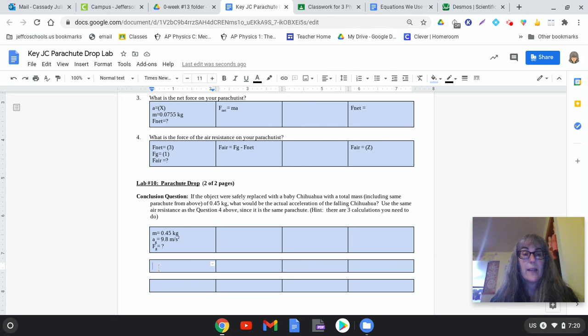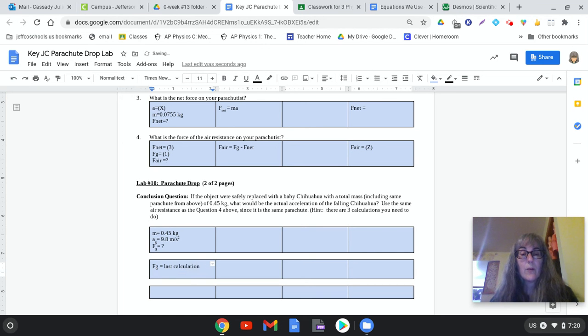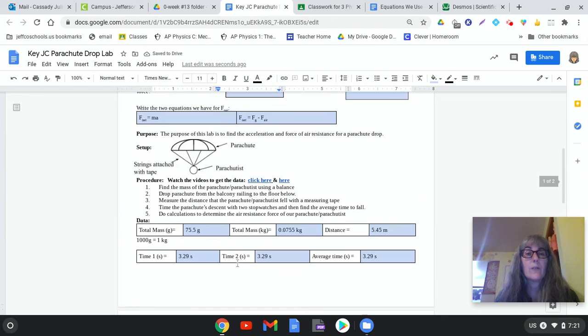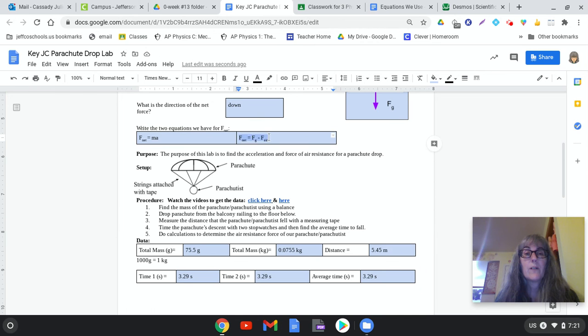Then we need to know what the net force is. We're going to know what Fg is. We also know what F air is, and we know this because we calculated it up above. That's our Z. We are looking for net force. Now we can't use the acceleration because we don't know what the acceleration is. So in this case, we're going to use that other equation that we'd written up here to figure out what our net force is.